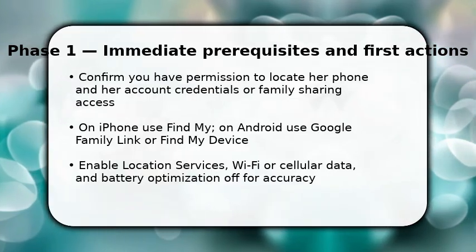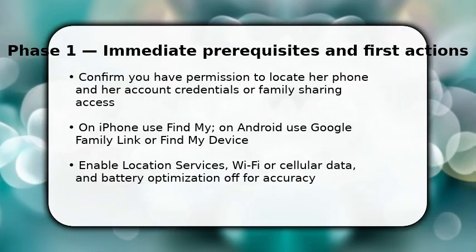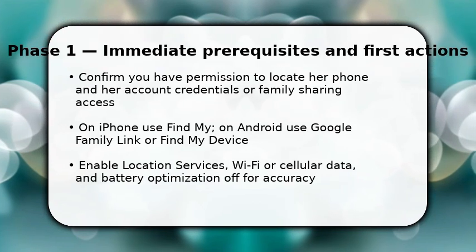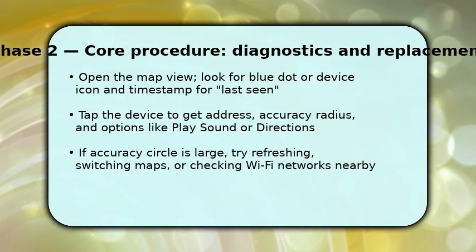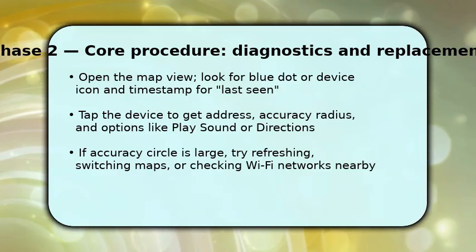You act now, set location sharing if prompted, and allow any required permissions. This first set of steps gets the phone visible on a map, so you can proceed. Once done, view the map and check the timestamp and the accuracy circle. This tells you how reliable the location is.